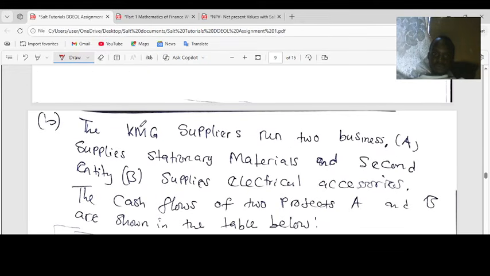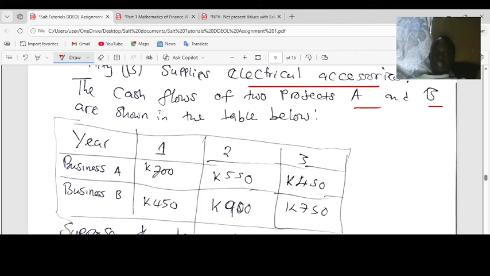which is question 5b, your STEM assignment, which is saying that the KMG suppliers run two businesses. There's business A and business B. Stationery materials, which is for A, and second entity B supplies electrical accessories. So the cash flows for two projects, project A and project B, are shown in the table below. The cash flows in year 1 were that, year 2 were that, year 3 were that. These were the cash flows for each business in year 1, year 2, and year 3.